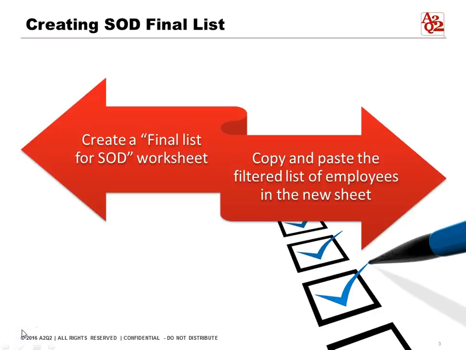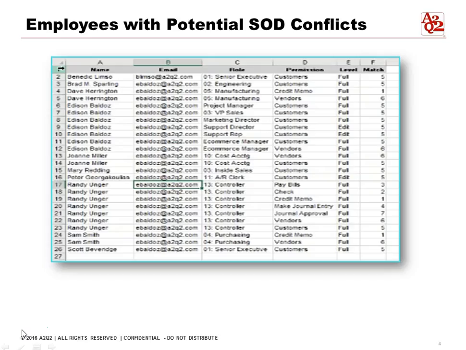So the first step in here is we will create a new sheet, and we'll call this sheet Final List for SOD. We'll copy and paste the filtered list of employees onto a new sheet. And this is just so that we can keep the integrity of the original information. Now the list above are the employees that are potentially affected by the segregation of duty rules. We want to reduce this list even further.